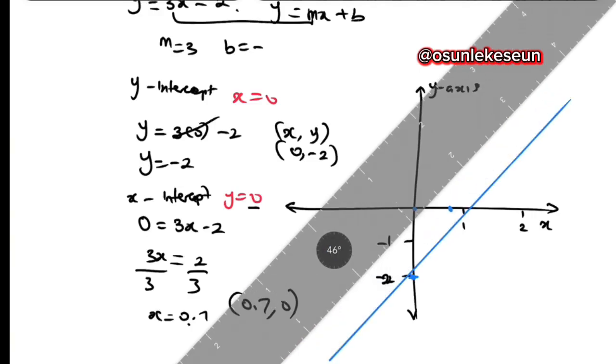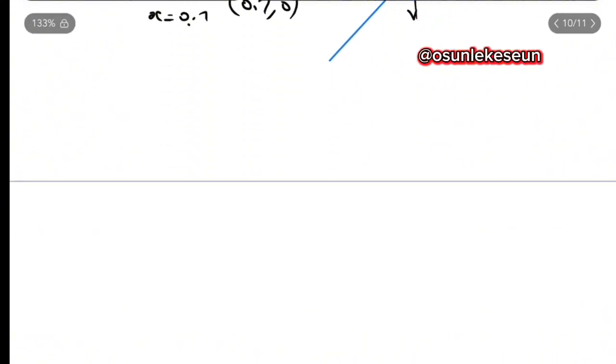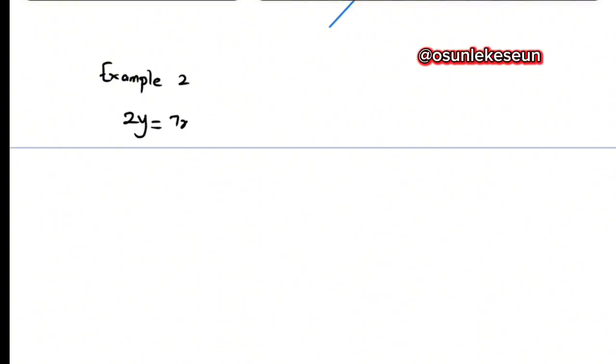So this is our straight line graph for this equation. So let's take another example. For instance, let's do example 2. So let's say 2y is equals to 7x minus 6.